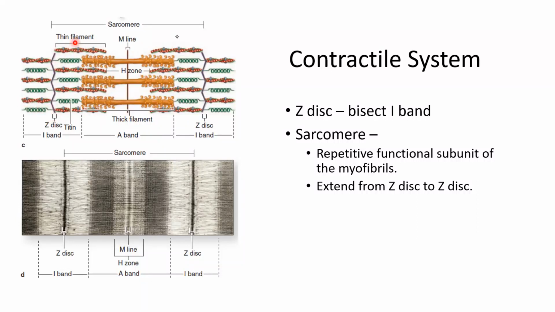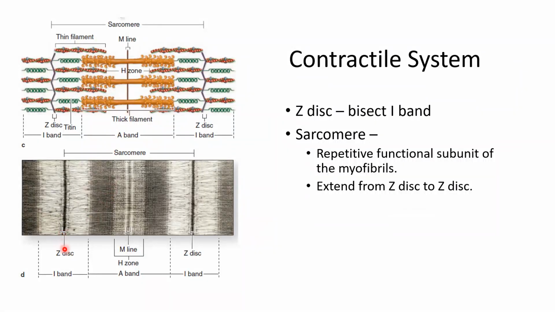These areas can again be divided into bands. There are the I bands and the A bands. The I bands are more light colored, because they only have the thin filaments, the area covered by only the thin filaments. Then the A bands span the length of the thick filaments and they are more dark staining. So this is an electron microscopic view of the same.